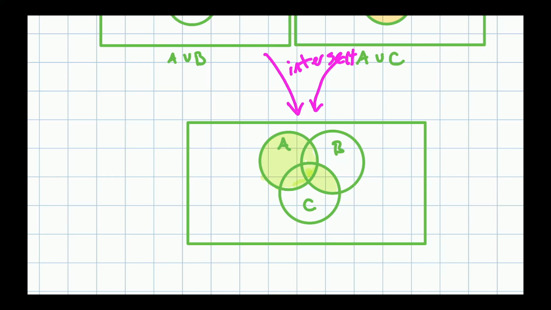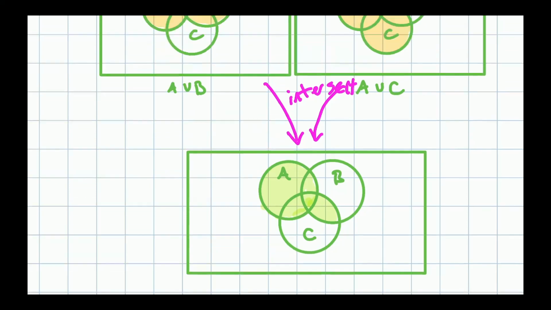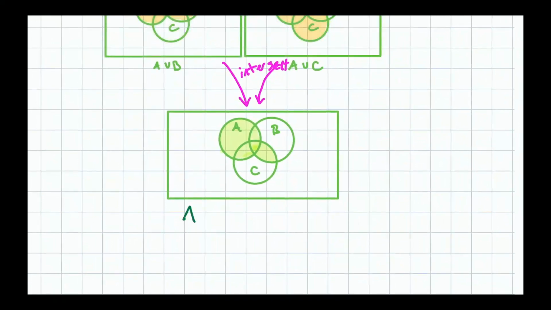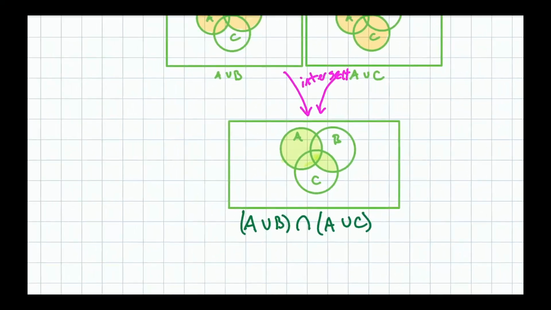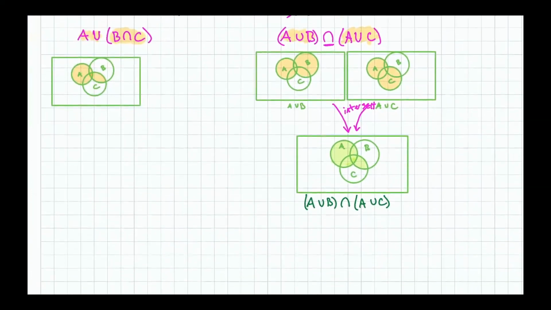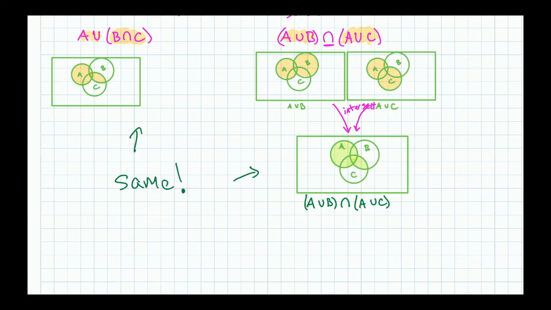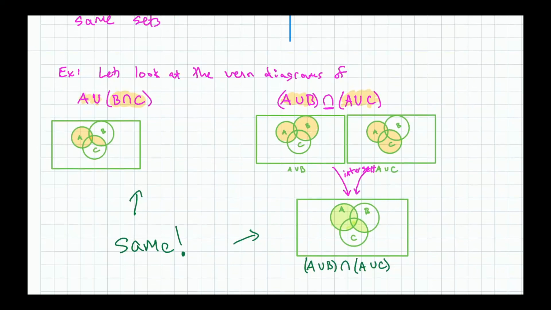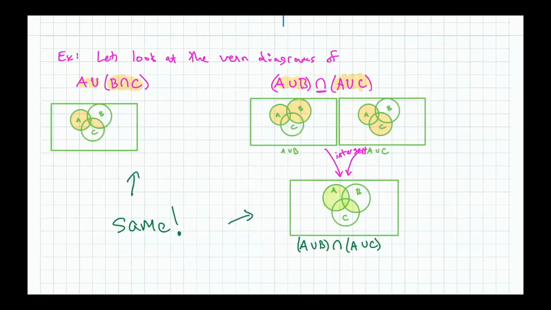So what I've just done now is I've come up with our set, which was, let's see, what was it? It was A union B, parentheses, intersect A union C. Now, if we compare that to the first set that we came up with, you'll see that those are the same. Okay? Now, that's not a proof. That's just looking at Venn diagrams to try to see what's going on. But because of that, you can see that these two sets are the same.